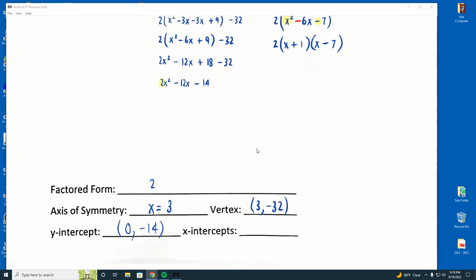Let's go write it. 2 times x plus 1 times x minus 7. That's my factored form. But remember, my factors that matter, the ones that are going to give me this last thing I'm looking for, the x-intercepts, those are x plus 1, so I set it equal to 0, and x minus 7, so I set it equal to 0. This one I'm going to subtract 1, so x will equal negative 1. This one I'm going to add 7, so x will equal positive 7. So my x-intercepts are at negative 1, 0, and positive 7, 0.